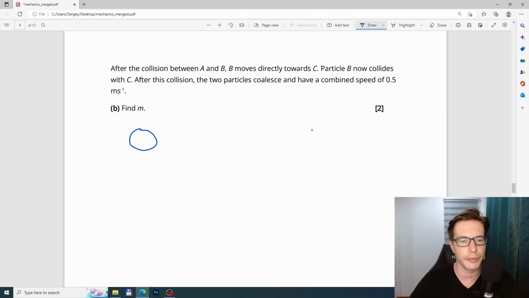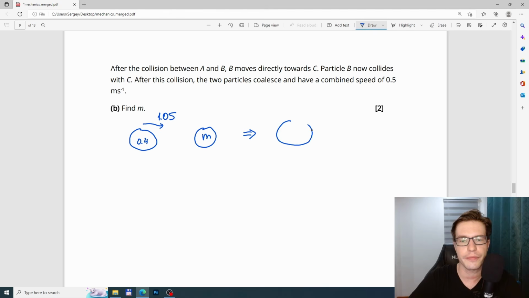Now the particle B with a mass 0.4 and velocity 1.05 was moving towards the particle C with a mass m. And then after the collision, they stick together, so they make one particle with a mass m plus 0.4 and a combined velocity of 0.5. So now we have to find m.